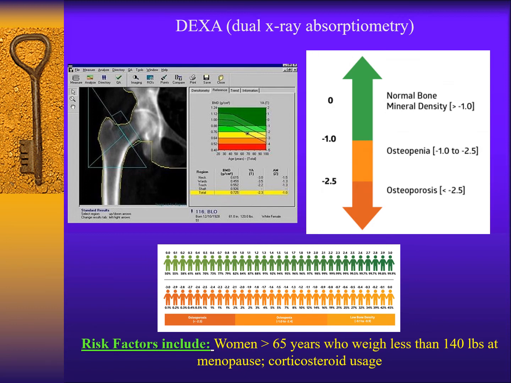And the DEXA scan is important again because it gives us some understanding of the amount of bone density that the patient has. If a patient is dealing with higher grades of osteopenia or osteoporosis, we want to make sure the appropriate interventions are put in place to help increase that individual's bone density and lessen their risk for a fracture down the road.